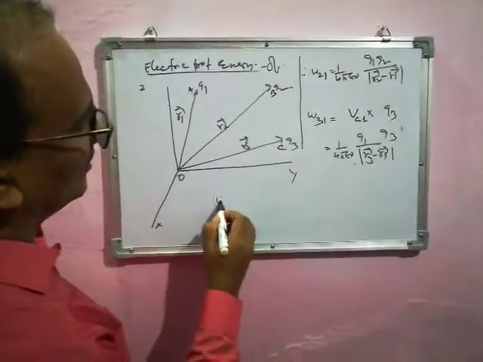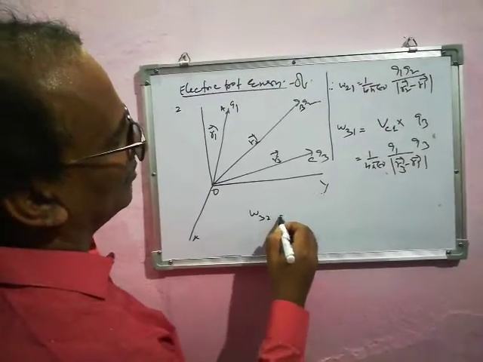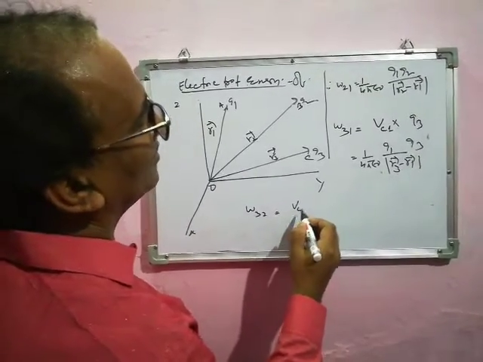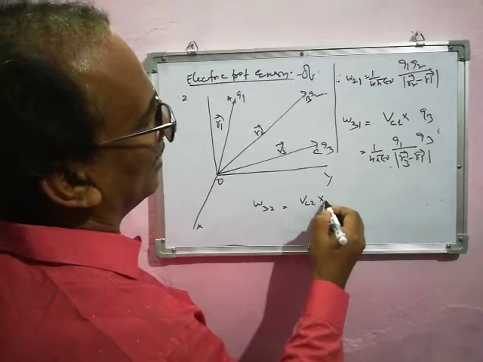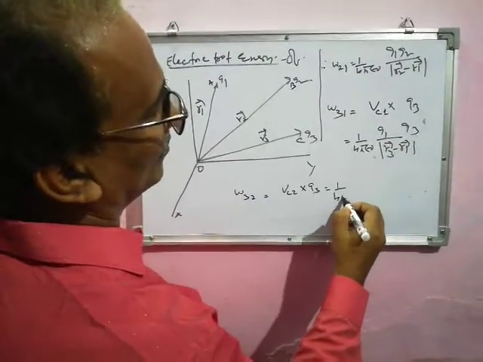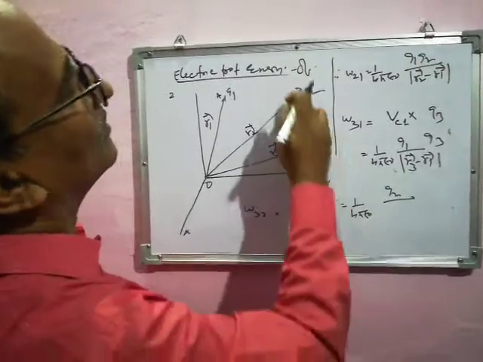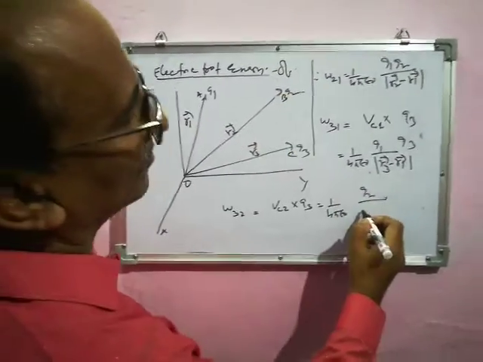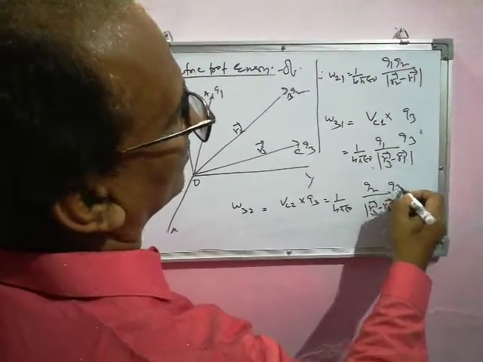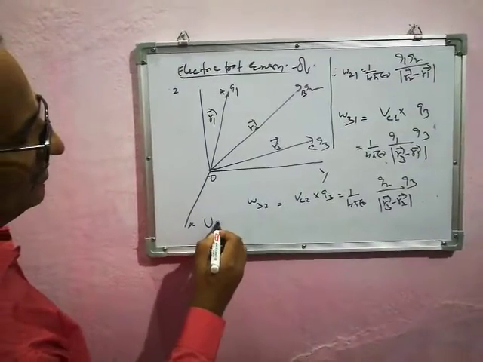Similarly, the work done in bringing 3 due to the presence of 2 will be equal to the potential at the point C due to the presence of 2, into charge Q3, which is equal to 1 by 4 pi epsilon naught, Q2 divided by this distance BC, and BC is equal to mod of R3 minus R2, multiplied by Q3. All this work done is stored as potential energy of the system.